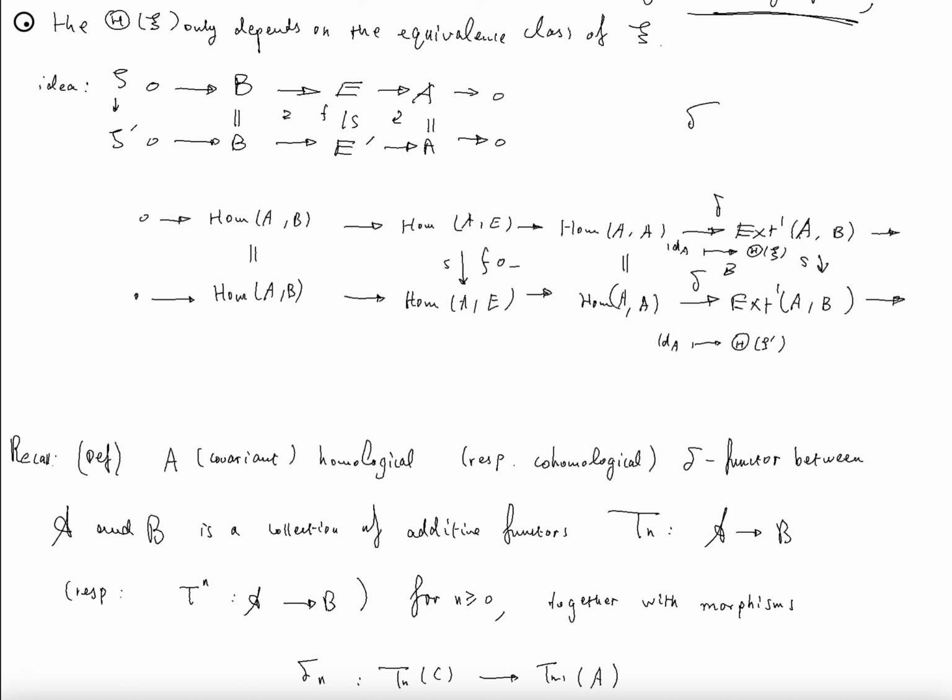And so the commutativity of this diagram is just telling you that. So this is identity. It's just telling you that under the isomorphism of the group, this is mapped to this. Right.